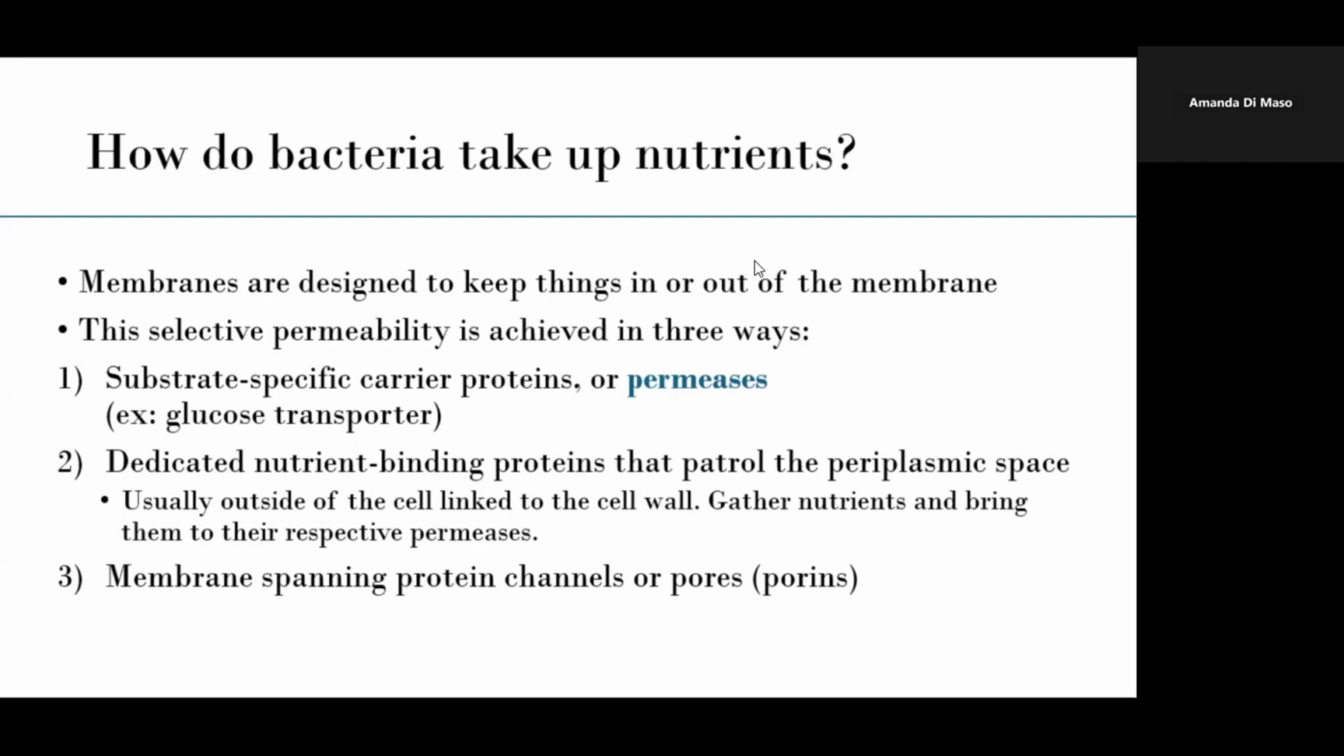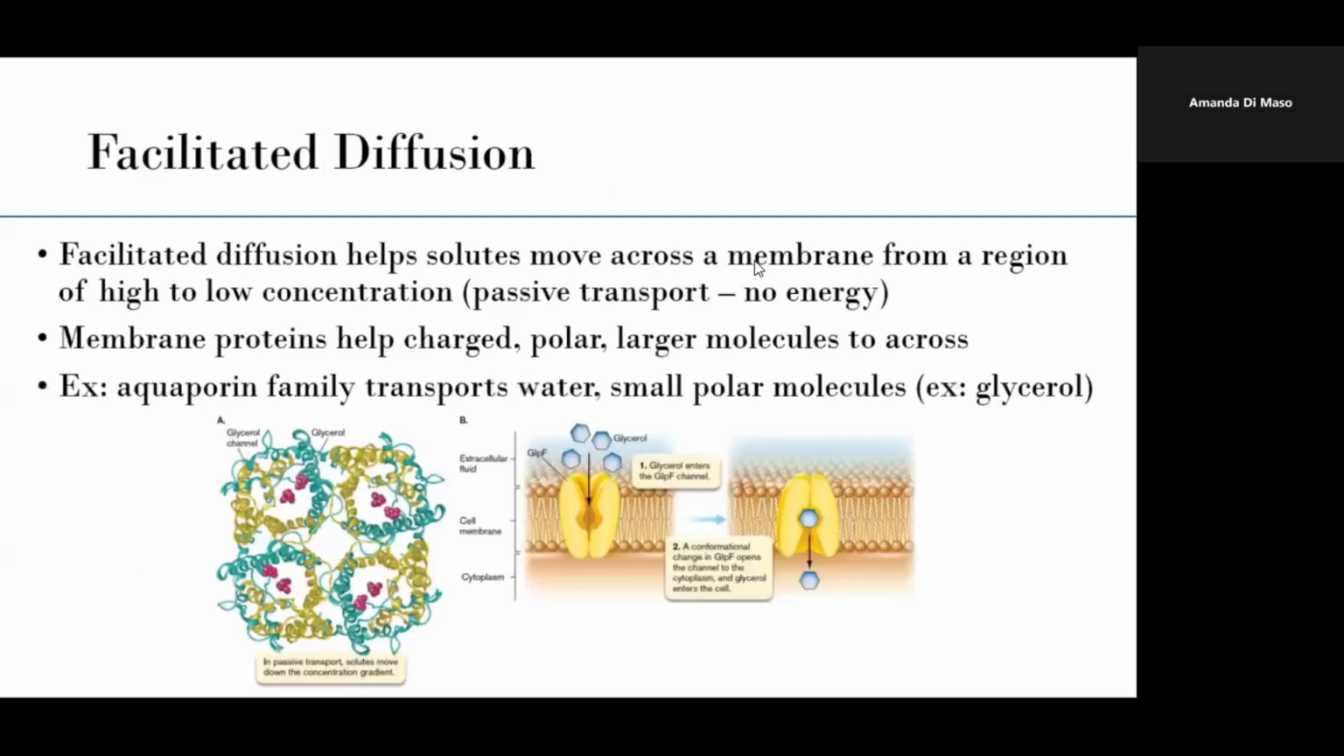Does that make sense? We're going to talk about these a little bit more, and we'll talk about some really cool ways that the cell brings things in. Sometimes I just learn this stuff and I'm like, wow, life is so cool. How did we do this?